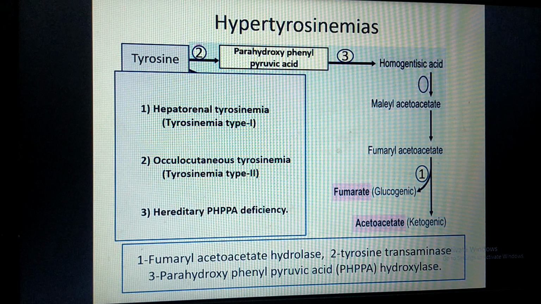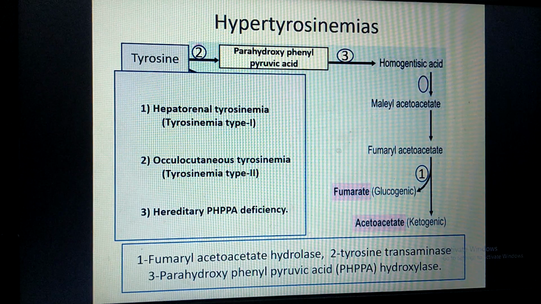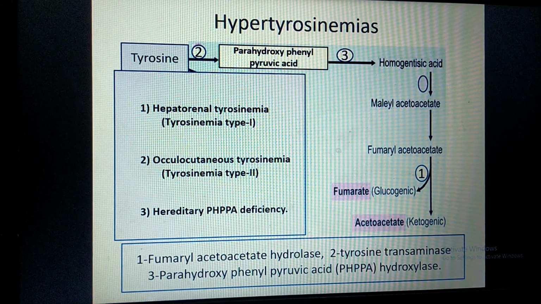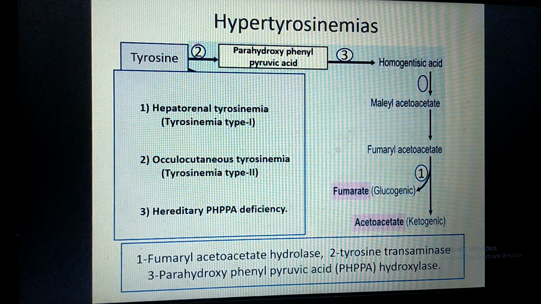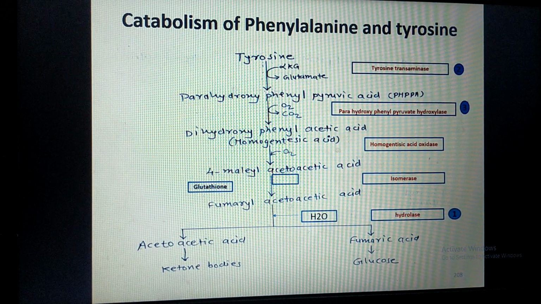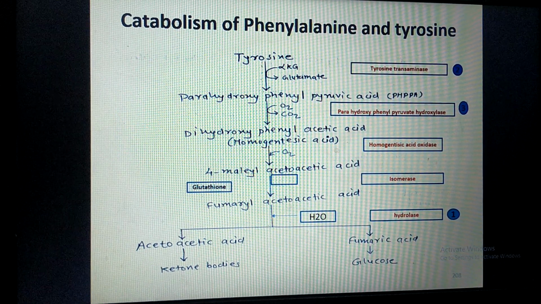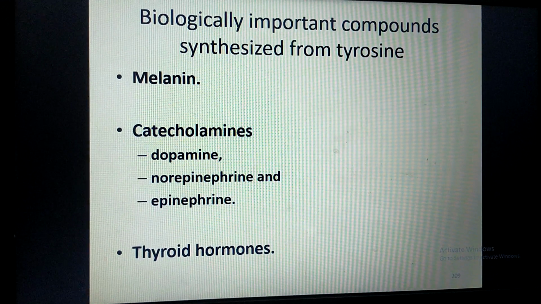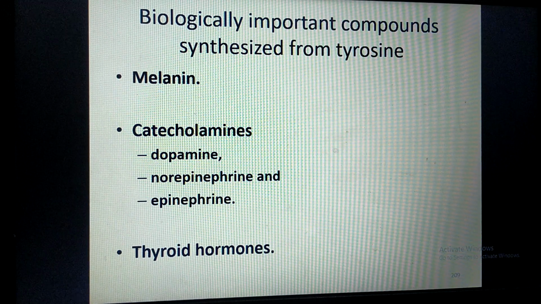And third disease is para-hydroxyphenylpyruvic acid hydroxylase deficiency at the second step of this pathway. So these are 3 types of hypertyrosinemias and their enzyme deficiency. In our pathway, these are the 3 enzymes and corresponding disorders. After studying the metabolic disorders, we will study the important compounds obtained from tyrosine.